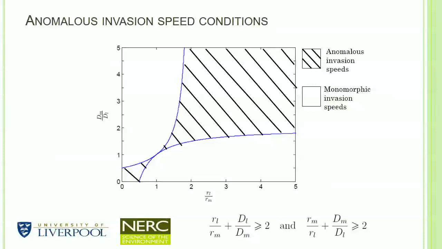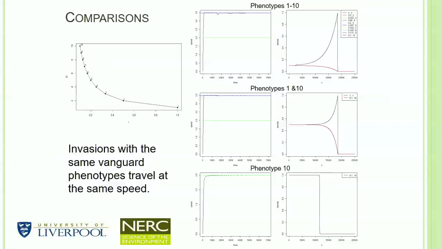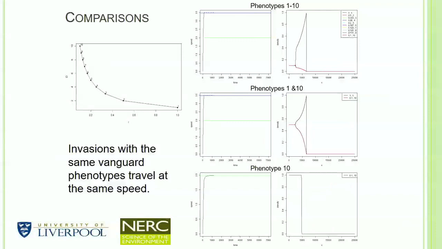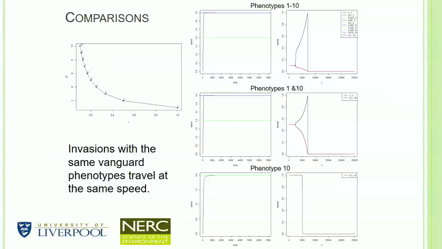This slide has a lot going on. We tested this through simulations. We used some parameter values which are quite small here, but there are 10 phenotypes in our population, from right to left increasing in dispersal ability and decreasing in reproductive ability. In the right column, we see the population advancing in a traveling wave from left to right. And in the left column, we see the invasion speeds. The blue line up here is the anomalous speed. The green line is the Fisher speed.